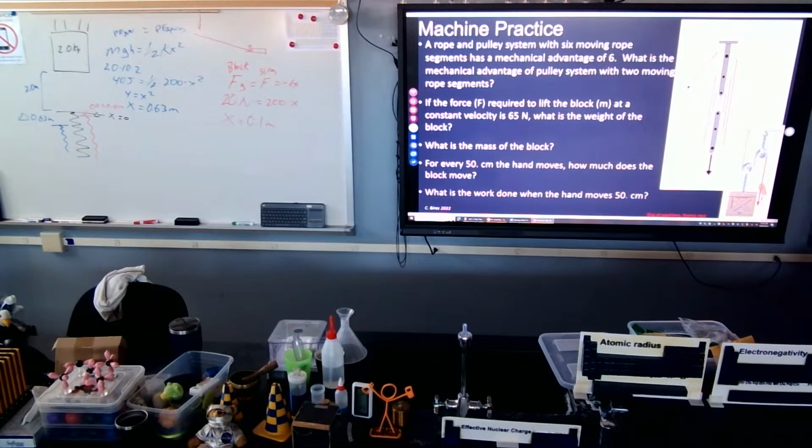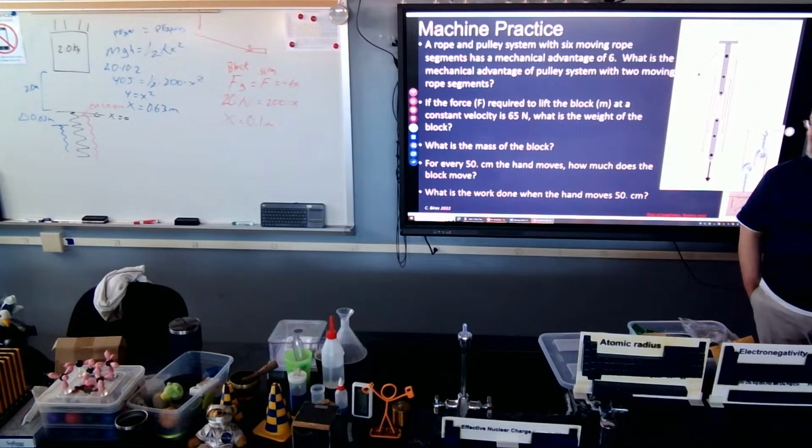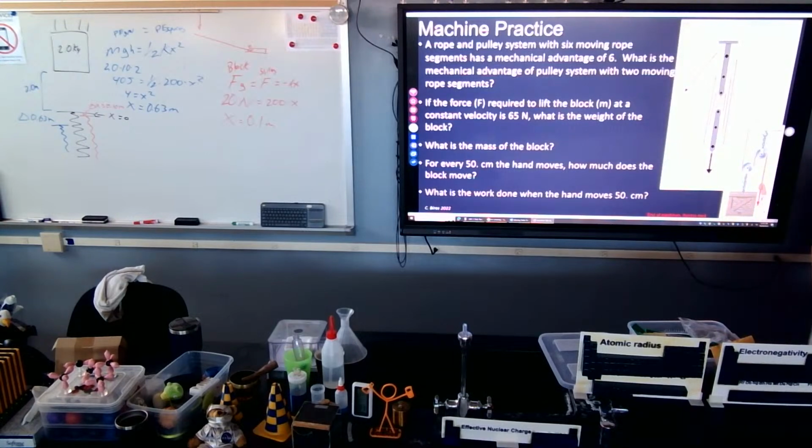It's not a trick question. If the force required to lift a block at a constant velocity is 65 newtons, what is the weight of the block? 65 newtons. It's not a trick question. You're like, it's gotta be a trick. Oh, it's not a trick question. So if the weight of the block is 65 newtons, what's the mass of the block? 6.5 kilograms.